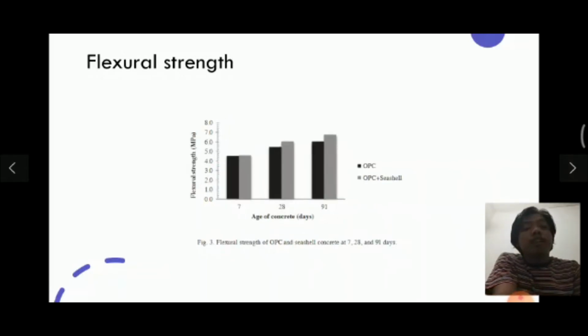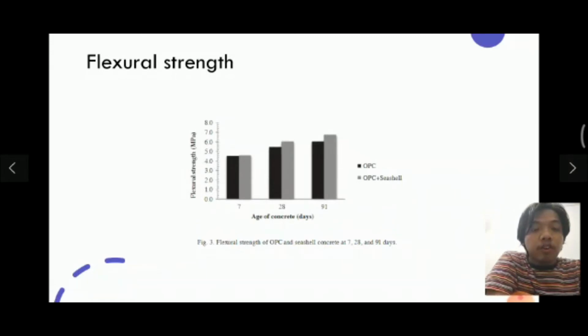Next one is flexural strength. For the flexural strength, we still have age of concrete versus flexural strength. Still the same, the black one is for OPC and the grey one is OPC plus seashell. For day 7, almost the same. For the 28 days, we can see that OPC plus C-shell is better than OPC. For the 91 days, OPC plus C-shell is better than OPC. So from this graph, we can say that OPC plus C-shell is better than normal OPC in the flexural strength test.